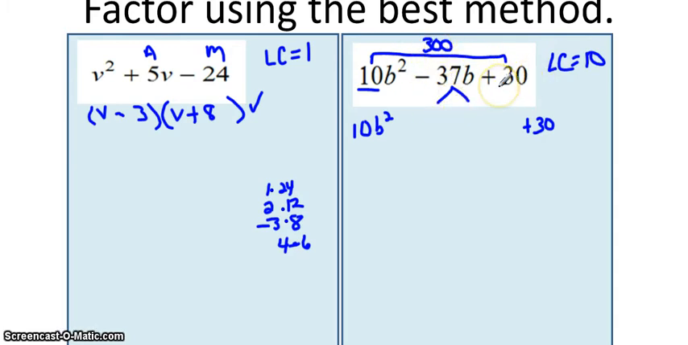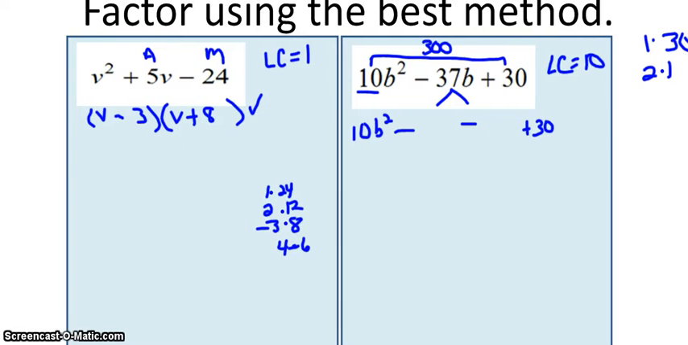Anytime my product is positive, I know my factors will have the same sign. Since the sum is negative, I know that sign will be negative in both cases. Now 300 is kind of a large number, so let's work through some factors starting with 1 until we find our pair that adds up to negative 37. I could have 1 times 300, and if I work my way down with all the numbers that divide into 300, I'll find the correct pair.